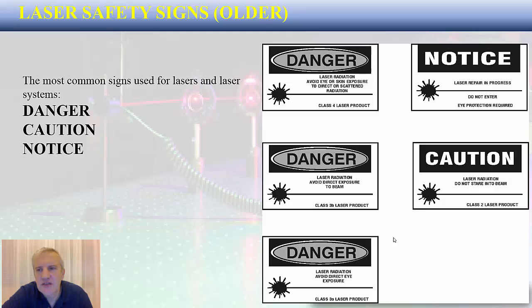Over on the right-hand side, you have two other signs. One for the lower level lasers, shown here as a caution. Here we are talking about the laser safety sign for a class 2 laser product. And then finally you also have a notice sign that is going to be used for lower power levels of lasers that do not pose a significant laser safety risk for any kind of injury.